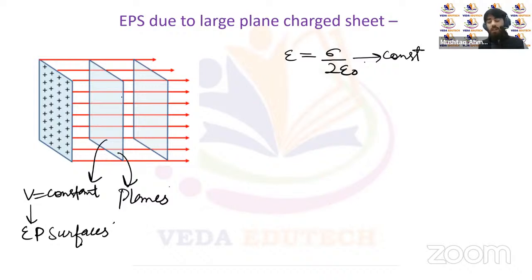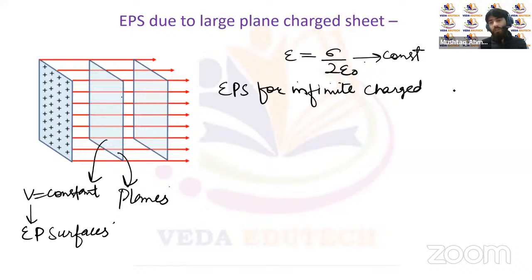So for an infinite charge sheet, the equipotential surface is a plane, a plane parallel to itself. So the equipotential surfaces for an infinite charged sheet are planes, right?